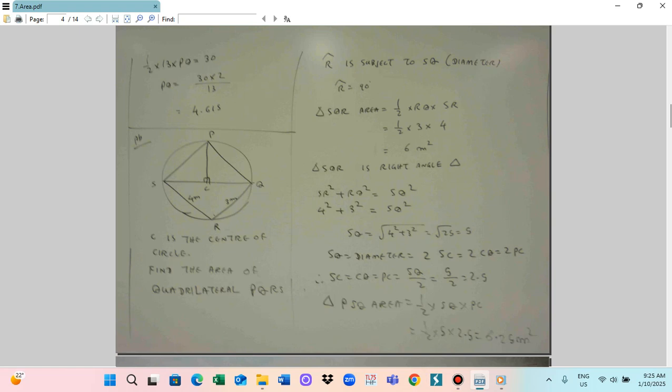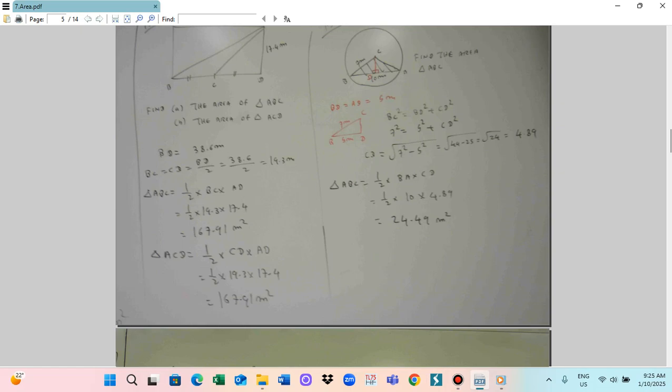Okay, so we need to find the area of the triangle ABC and also find the area of the triangle ACD. So for the area of triangle ABC, this side BD is equal to 38.56 meter. The height is 7.4 meter. So you can calculate the triangle ACD, ABD area. Firstly you need to find the triangle ABD, then you separate the triangle ACD. Firstly you need to find the length of BD. So BD you can calculate. That will be 38.6 meter.